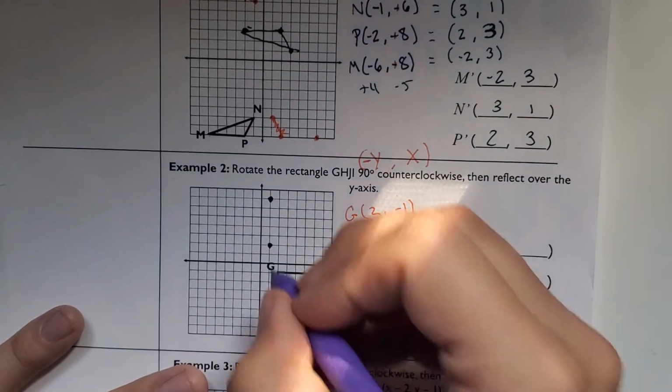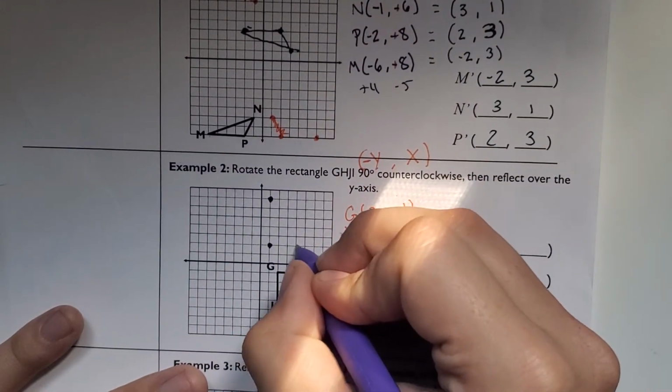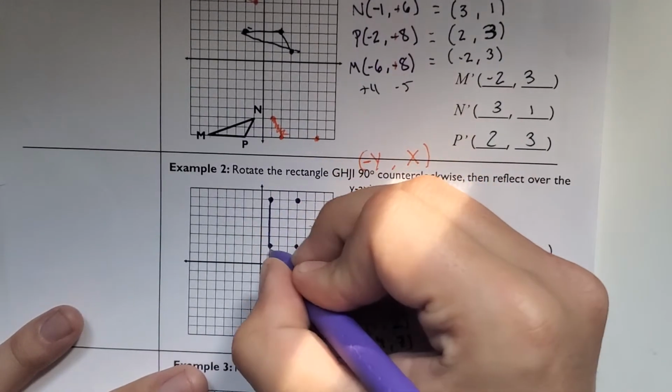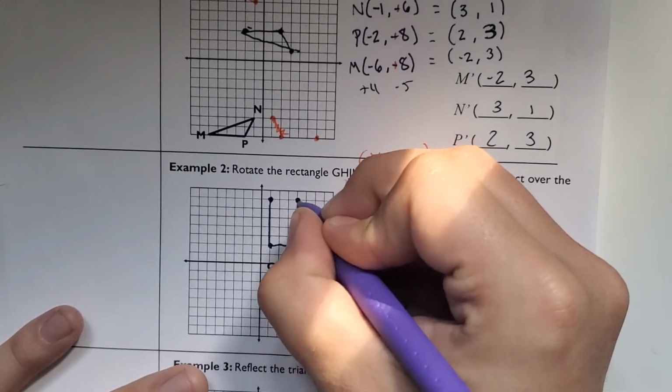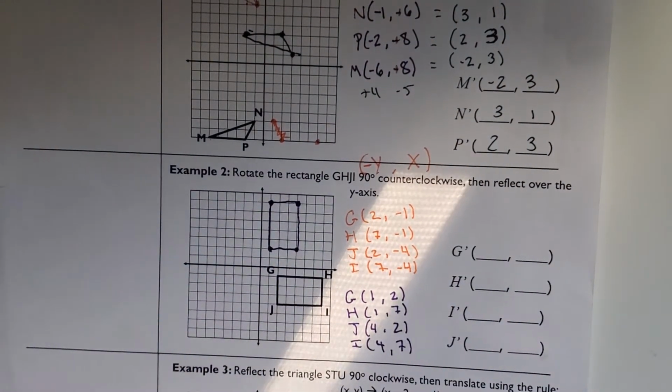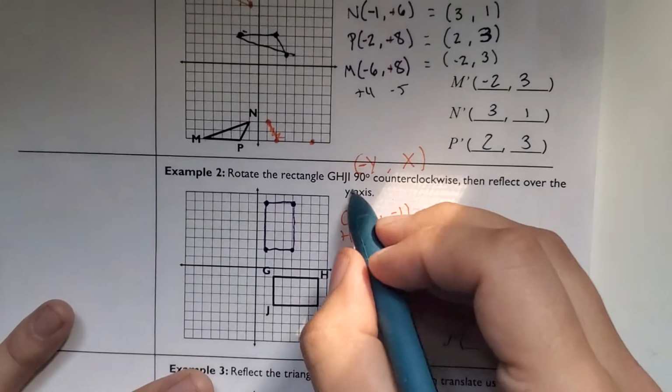I am going to go over 4 up 2. 2, 3, 4. And then over 4 up 7. So there's my new rectangle rotated 90 degrees in the counterclockwise direction. And so the last thing we had to do is we then had to apply a reflection over the y-axis.